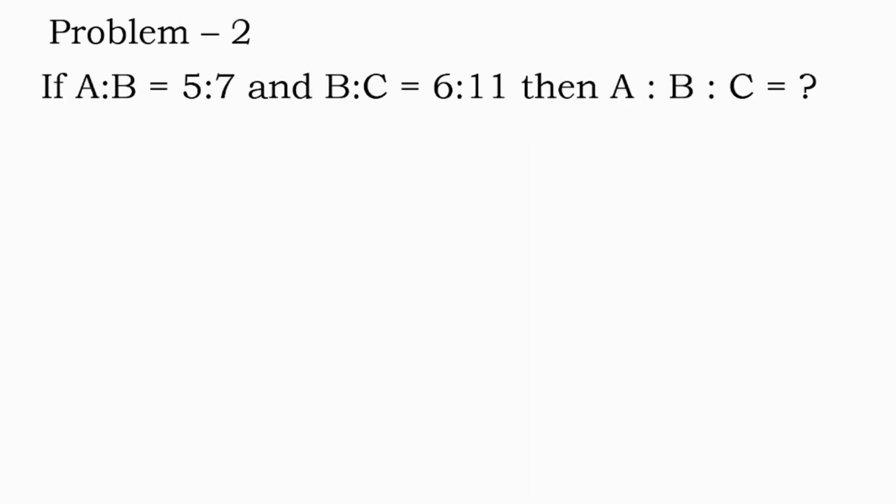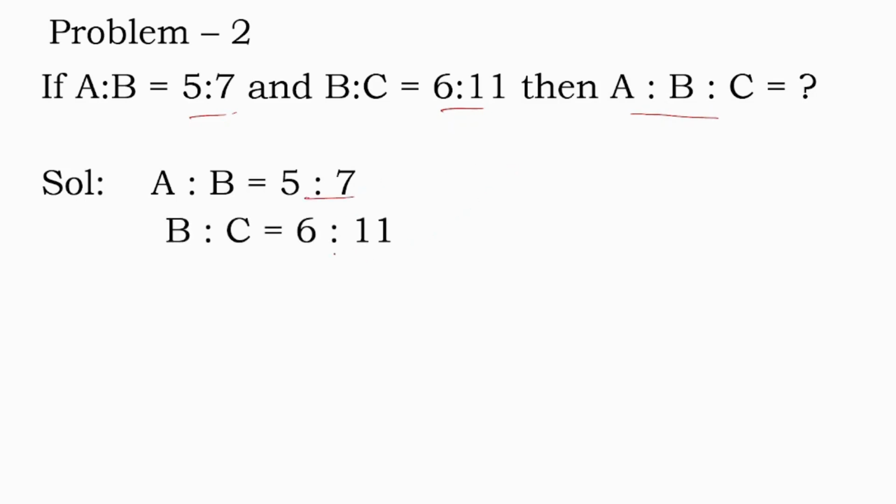Now you see the second problem. Here A is to B equals 5 is to 7, B is to C equals 6 is to 11. Then what is A is to B is to C? So we have A is to B is 5 is to 7 and B is to C is 6 is to 11. So the same thing: here we have B as common, so these B values must be equal.